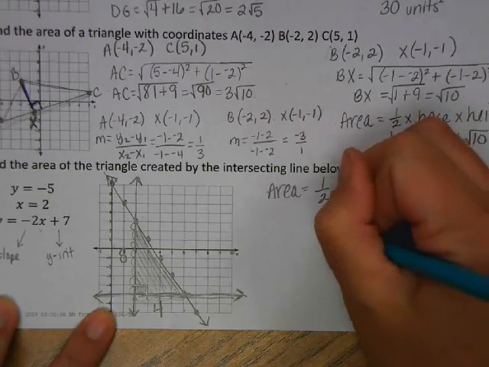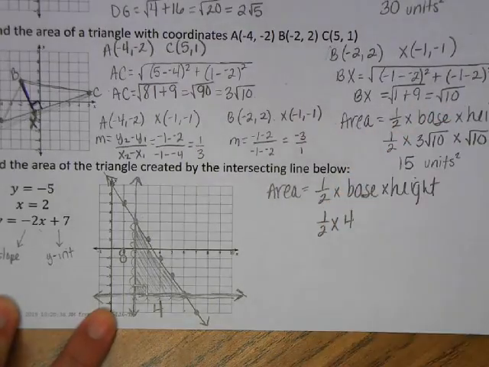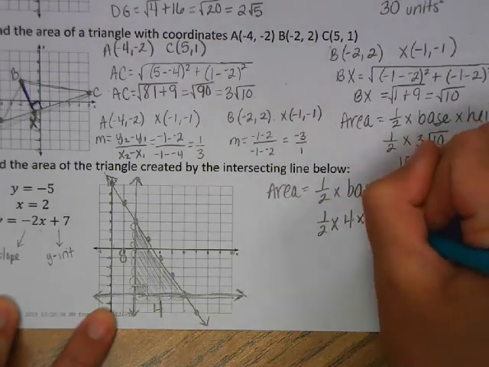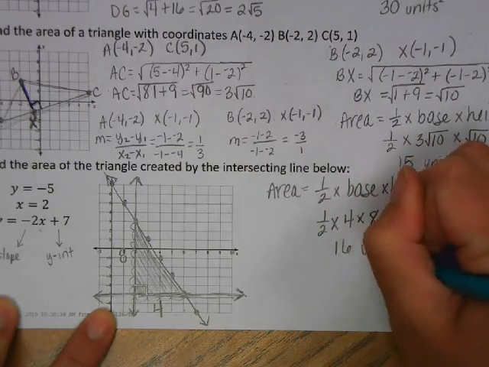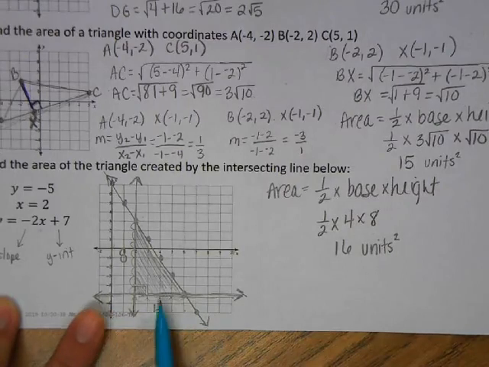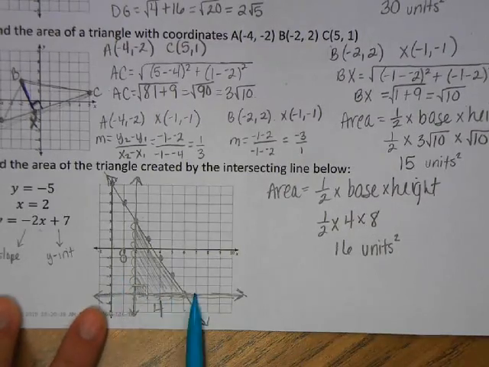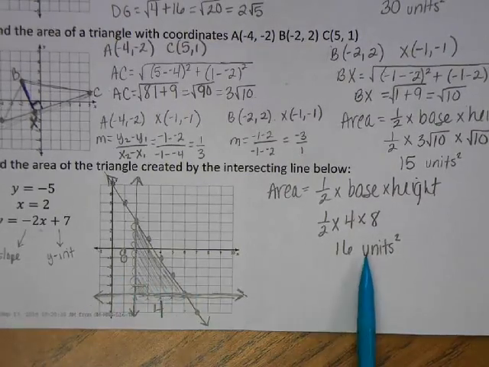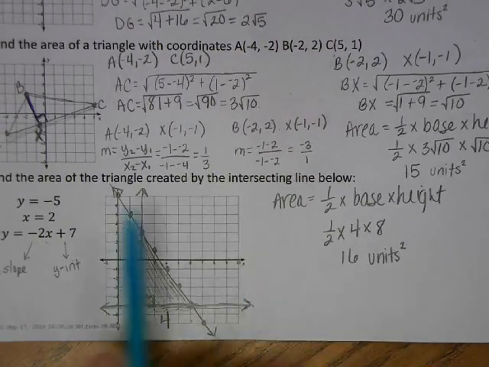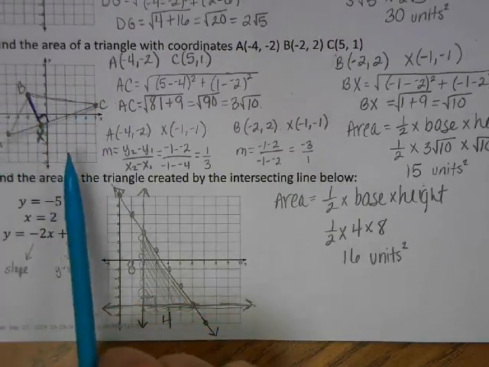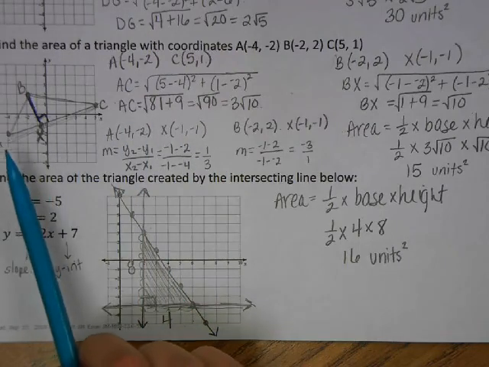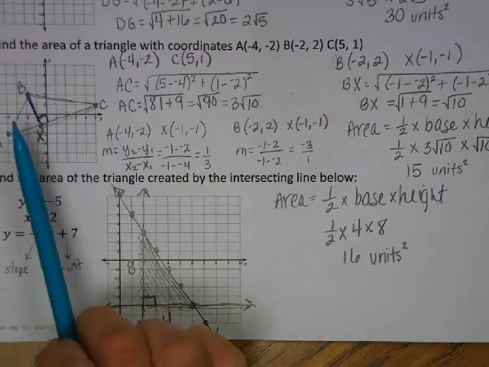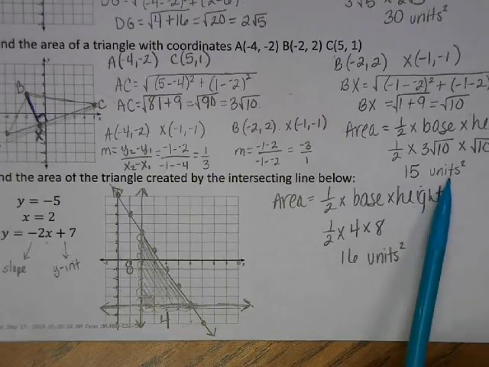So now do 1/2 times the base, which is 4, times the height, which is 8, and that just gives you 16. So when your base and height are vertical and horizontal lines, it's a lot easier. If they're not vertical and horizontal lines, you're going to have to use the distance formula to get the length of the base and the length of the height before you plug it into the formula.